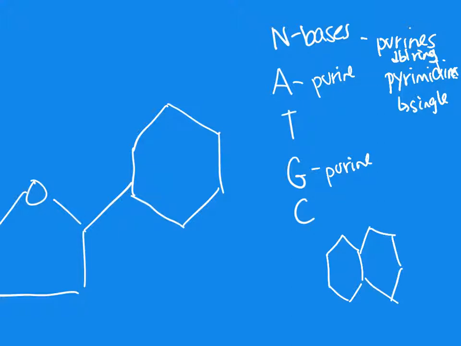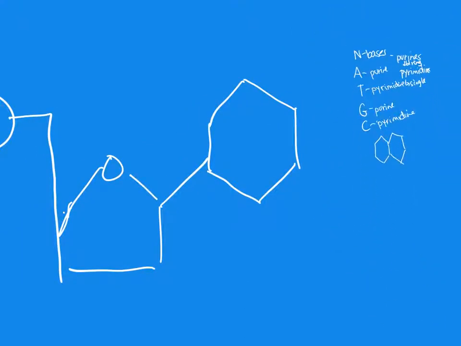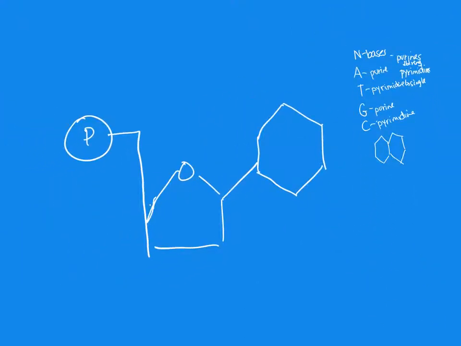How about this one over here? Is that a double ring? No, it's a single ring. That's your pyrimidines. We said the pyrimidine would be your cytosine, your uracil, or your thymine. So this one over here is going to be a pyrimidine because it's a single ring. This is all review. The only thing that might be new is now we have to pay a little bit more attention to our sugar.